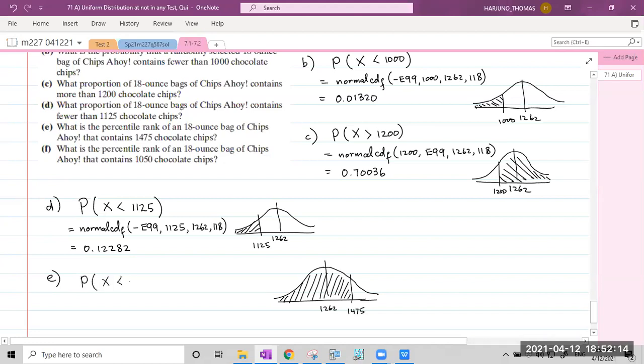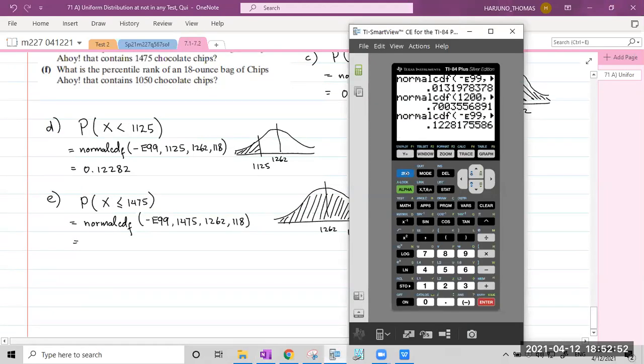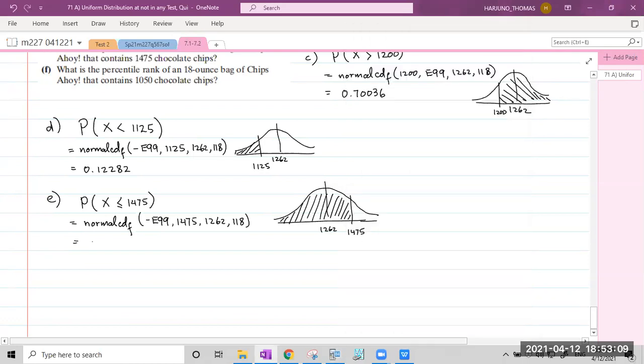Probability that X is less than or equal to 1,475. Normal CDF negative E99, 1,475. The mean is 1,262, standard deviation 118. Okay, now let me compute that. Normal CDF, negative E99, 1,475. The mean is already there. The standard deviation is already there. So 0.96447.